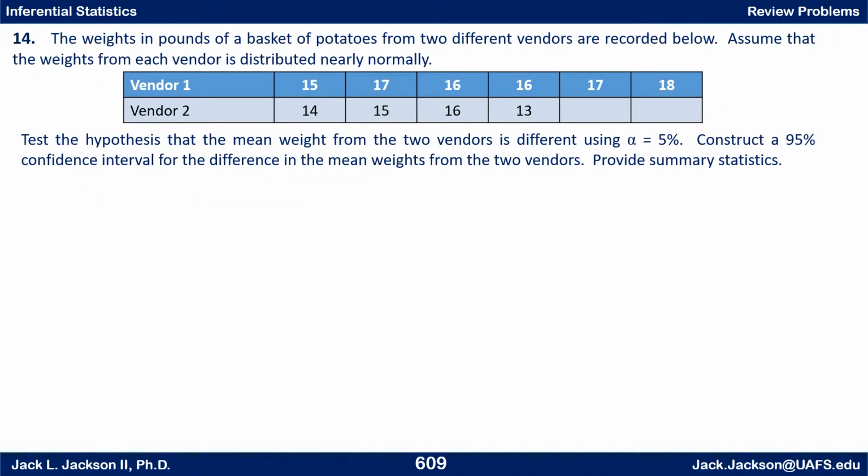All right, let's try another one. The weights in pounds of a basket of potatoes from two different vendors are recorded below. Assume that the weights from each vendor are distributed nearly normally. Vendor 1 has weights 15, 17, 16, 16, 17, and 18 pounds. Vendor 2 has weights 14, 15, 16, and 13 pounds. Test the hypothesis that the mean weight from the two vendors is different using alpha is 5%. Construct a 95% confidence interval for the difference in the mean weights from the two vendors and provide their summary statistics. Press pause now.